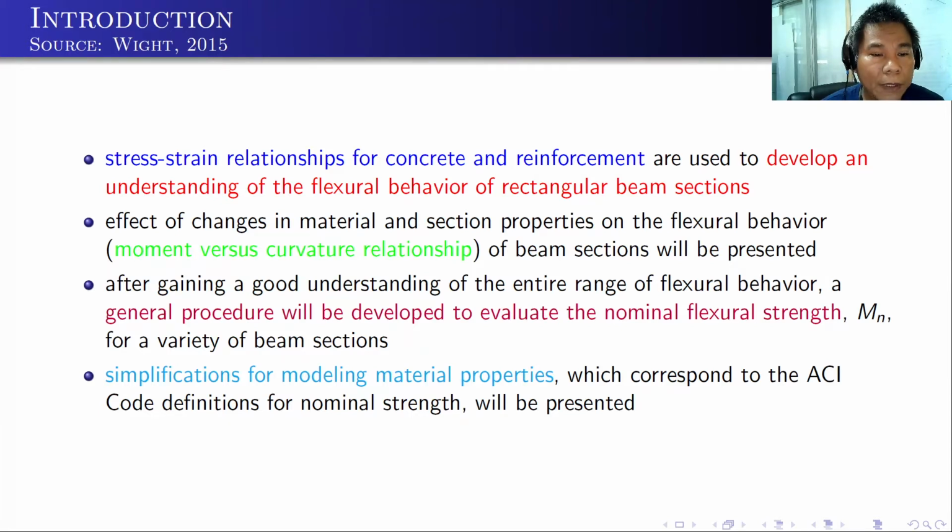Also, after gaining a good understanding of the entire range of flexural behavior, a general procedure will be developed to evaluate the nominal flexural strength M sub n for a variety of beam sections. Also, simplifications for modeling material properties which correspond to the ACI code definitions for nominal strength will be presented.